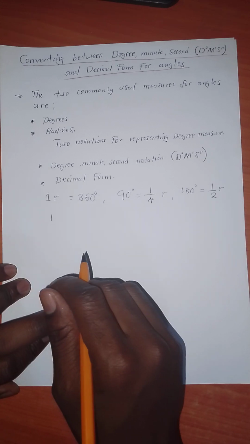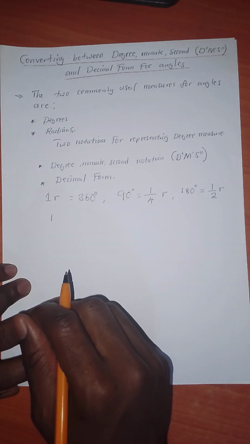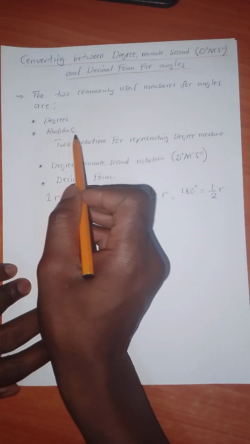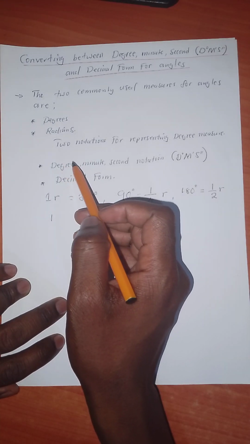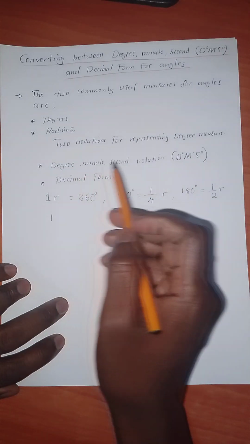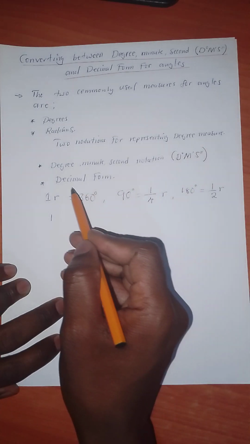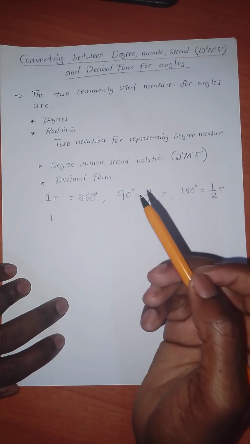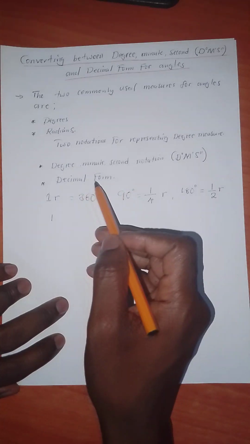As we all know, there are two commonly used measures for angles, and these are degrees as well as radians. When we measure angles in degree form, there are two ways of representing them. There is the degree, minute, second notation, which is DMS notation, and the decimal form, where an angle is represented, let's say, as 20.5 degrees or 20.26 degrees. That's the decimal form of representing an angle in degree form.